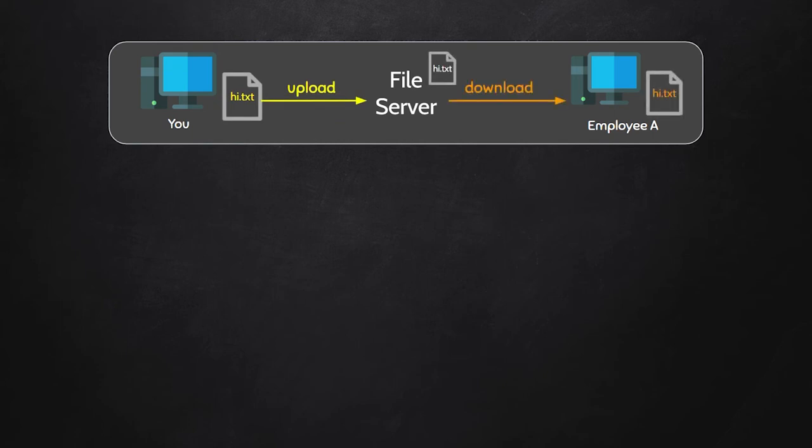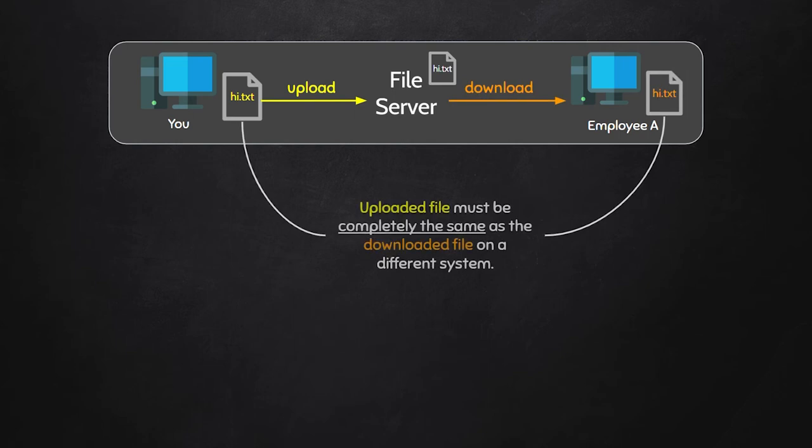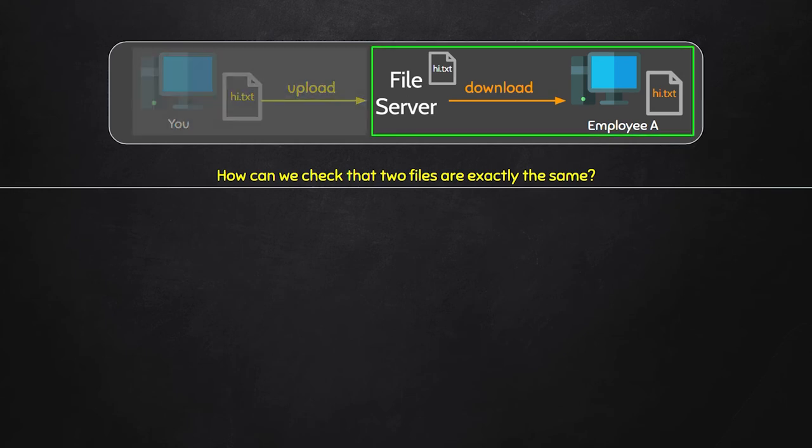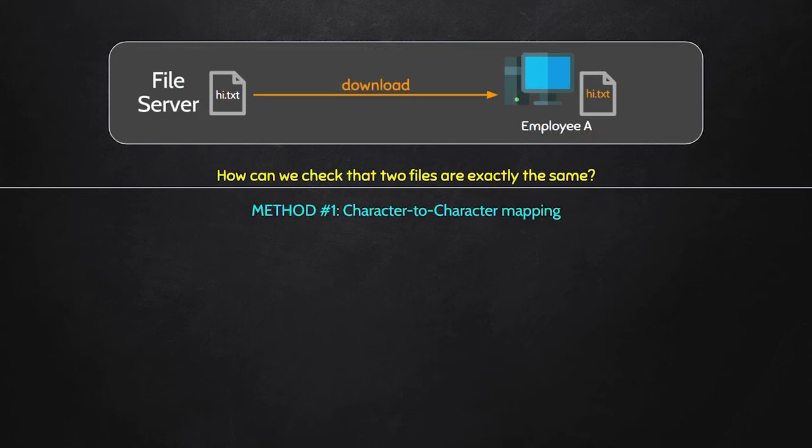In our case, our text file hi.txt should be the same as the state that you saved it in when employee A accesses it. So how can we verify that the file that you uploaded and the file that others download are exactly the same? To simplify the problem, let's just focus on the download process first. The simplest way to do this is a character-to-character mapping.